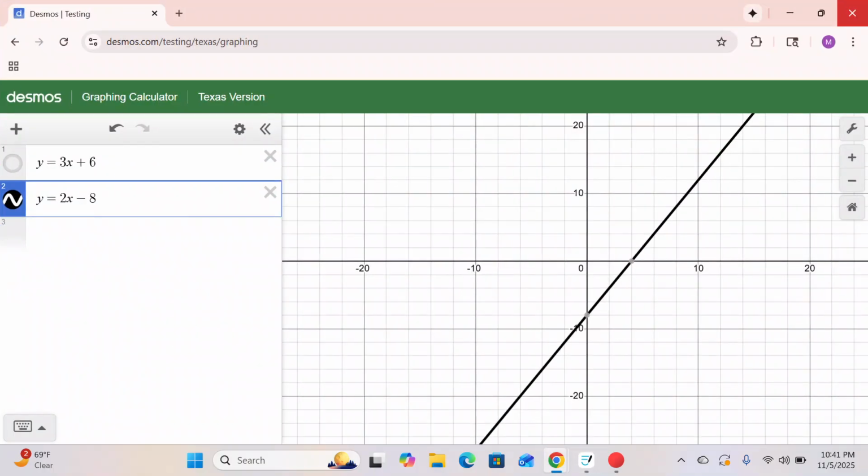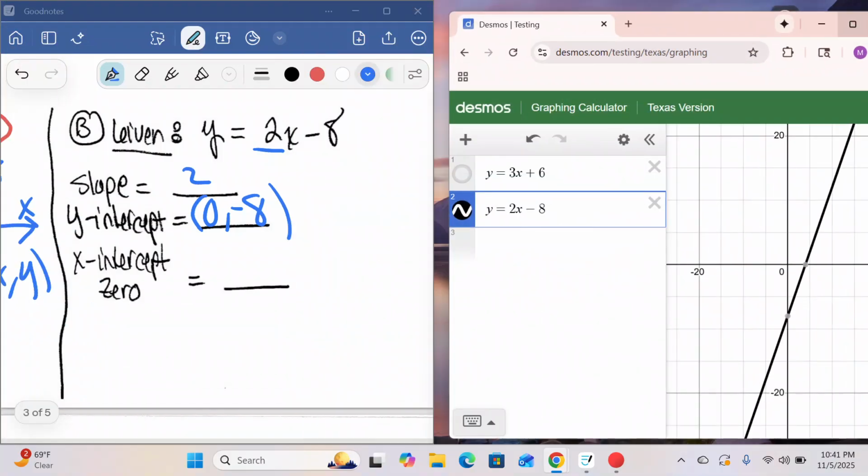Well, let me look at it. Here's my line, and I want to find my x-intercept, or my 0. All I have to do is click on it, and it's 4 comma 0. So I'm going to go ahead and do that, and that is 4 comma 0.